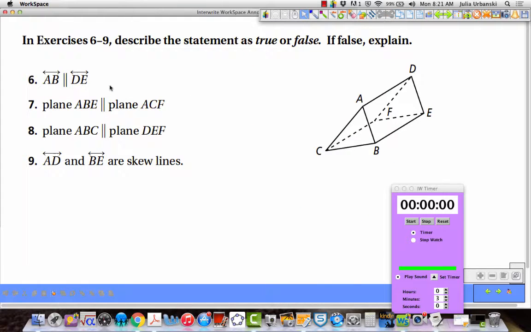Is AB parallel to DE? Is this AB right here parallel to DE? True or false? True. Good.